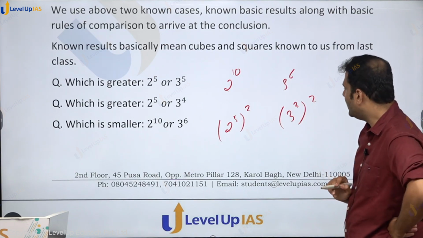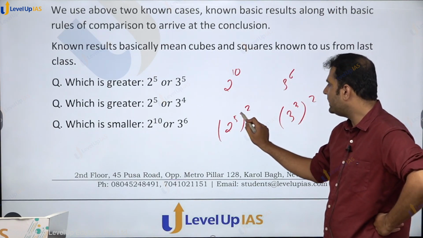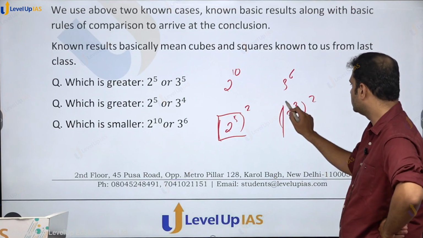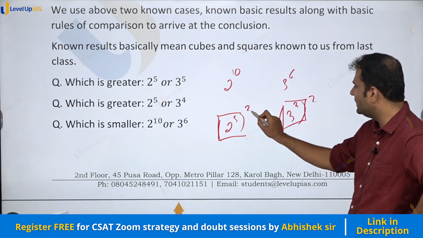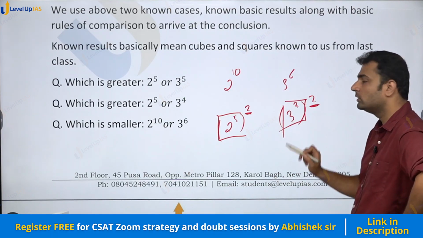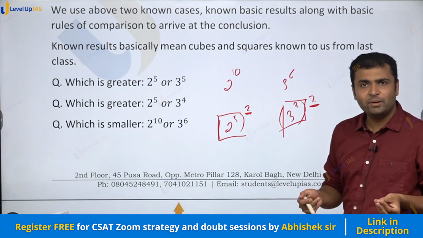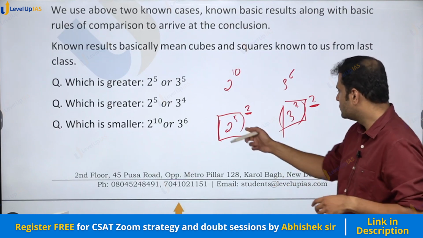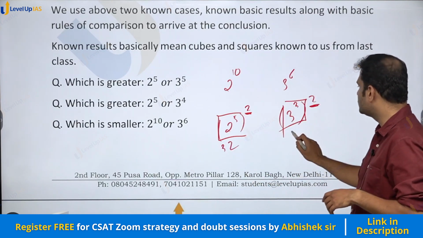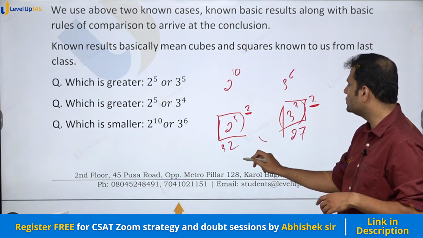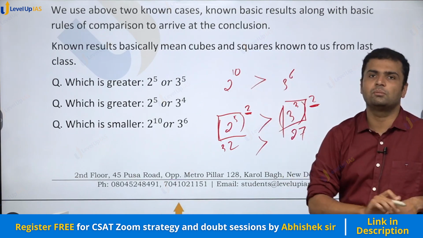Fine. Now what I have is, if I treat these numbers as base, we have the same power, 2. Now when we have the same powers, larger the base, larger the number. So this number is 32, this number is 27. Which is bigger? 32 is bigger. So this number is bigger.